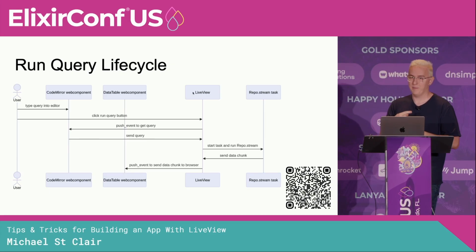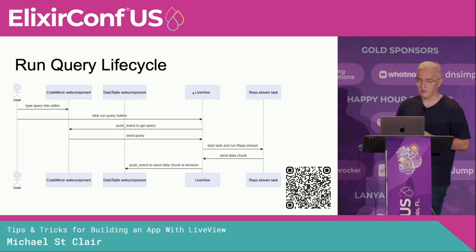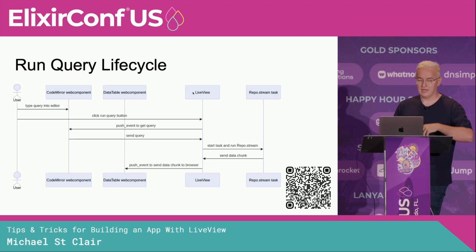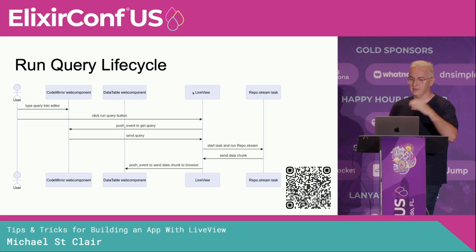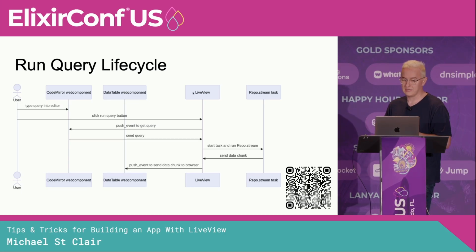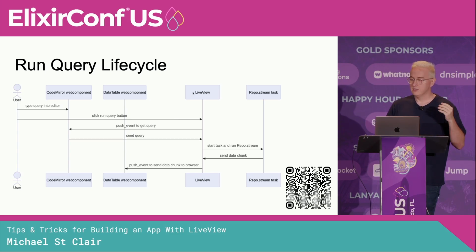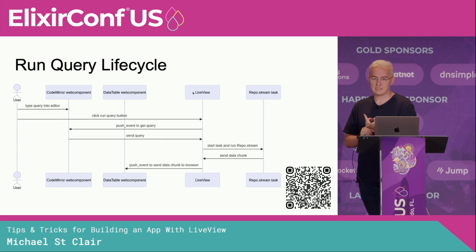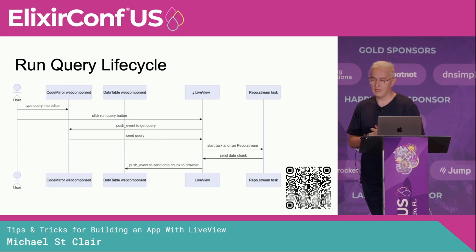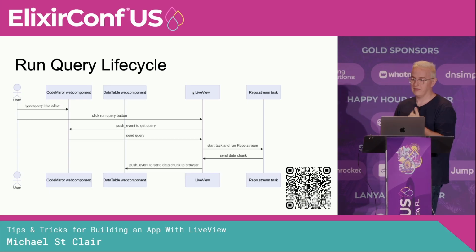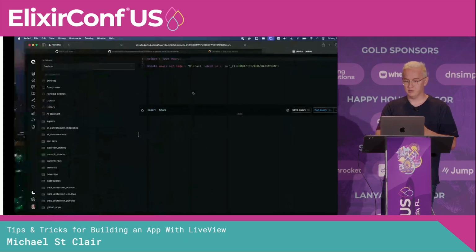LiveView then pushes an event back to the CodeMirror to say, hey, give me what your query is. That gives you the cursor position and the full window of the query so that you can then determine what query the user is actually trying to run. That sends the query back to LiveView, and LiveView will then start a task running repo.stream with that query. It will take chunks off of that stream and format them, and then I use Brotli compression and send those back to LiveView. LiveView will then forward them on to the data table component here at the bottom.